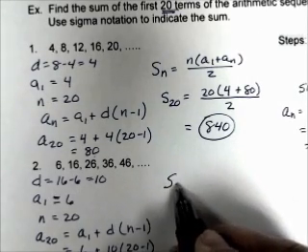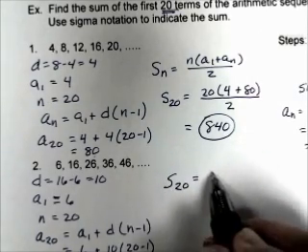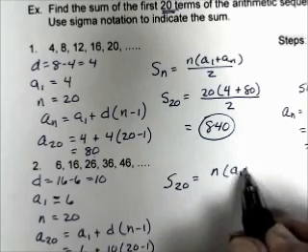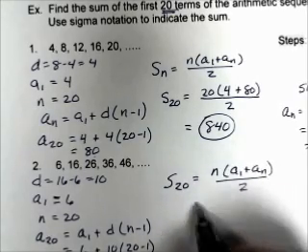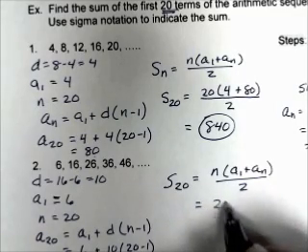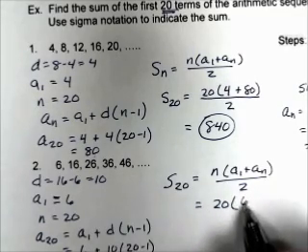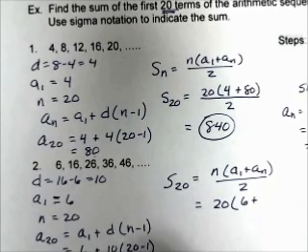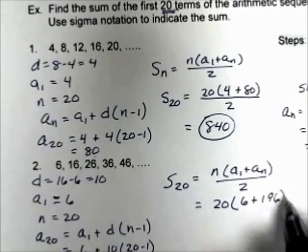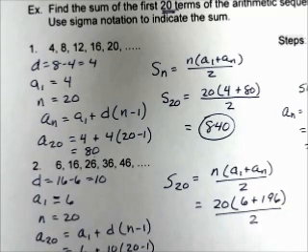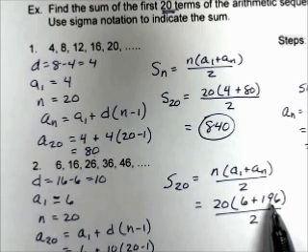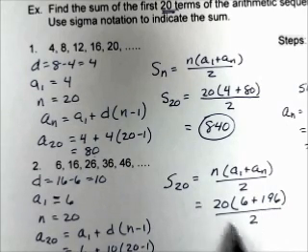Our sum of the first 20 terms is going to be n times A1 plus An, divided by 2. n is 20, A1 is 6, and our 20th term is 196. 6 plus 196 is 202. Times 20 divided by 2 is going to be 2020.